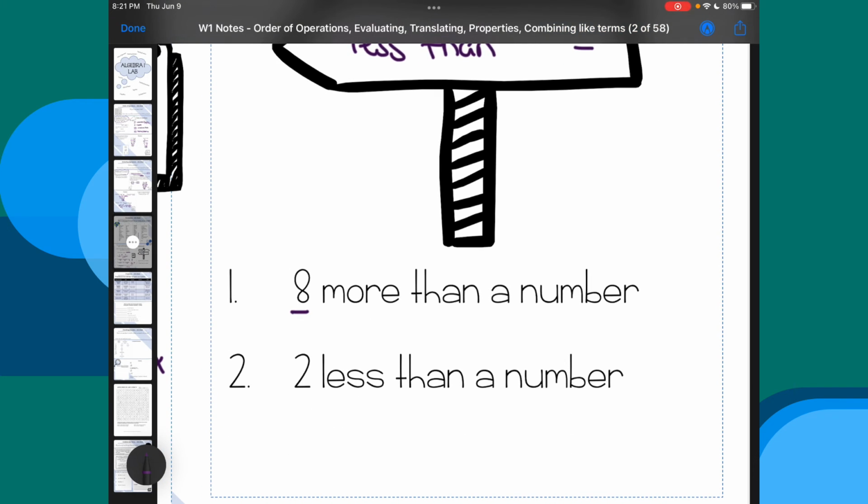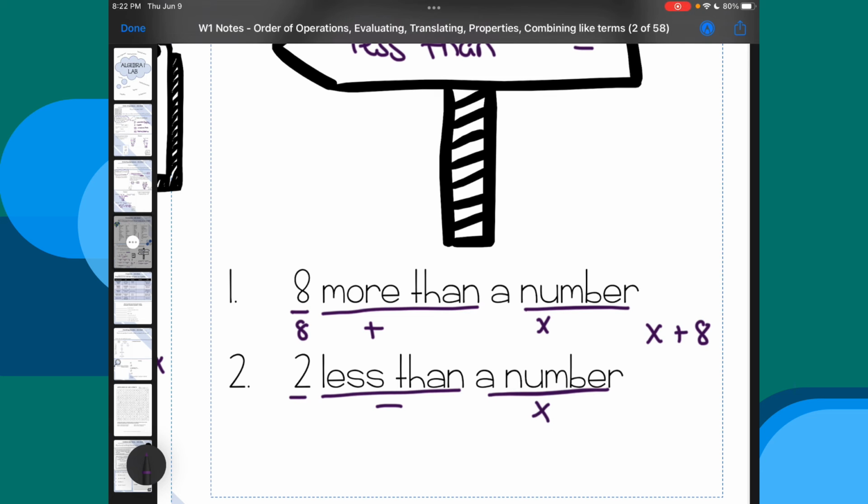So 8 more than a number. So 8 more than a number is how the English sentence goes. But this is the exception to the rule, so it's actually x plus 8. Number 2, 2 less than a number. So the English sentence is saying 2 minus x, but really the answer is x minus 2.